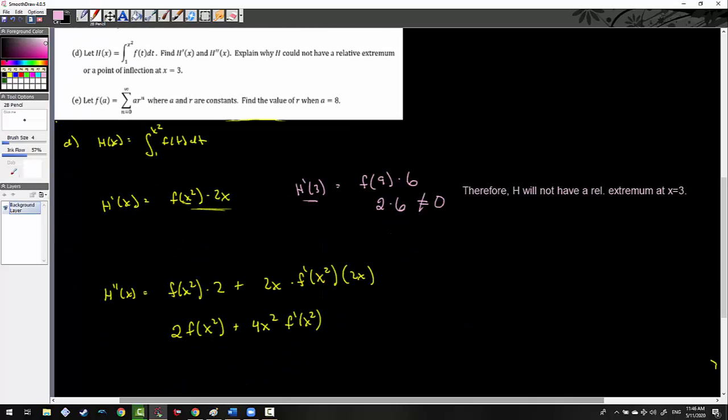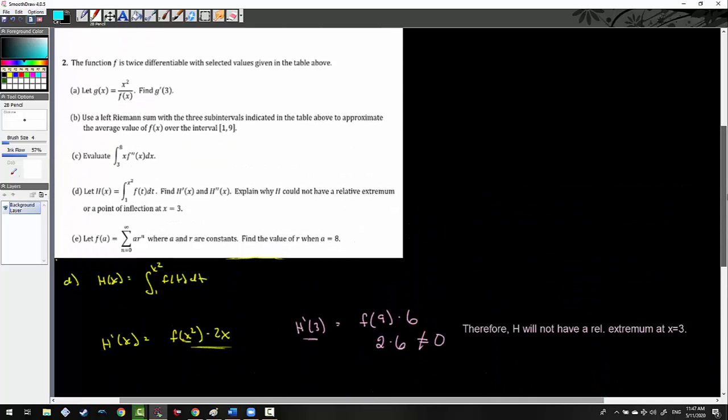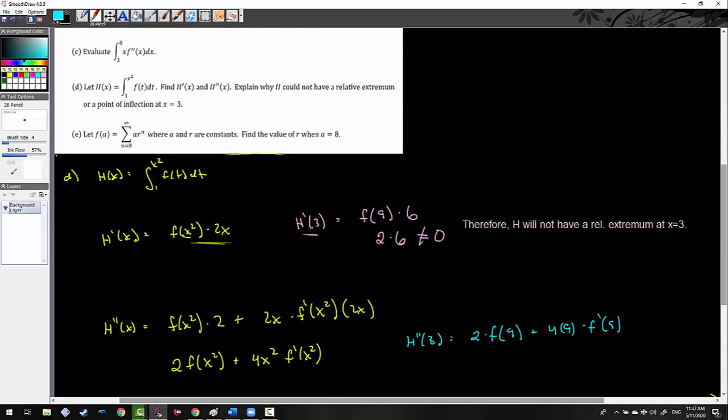We're going to do the exact same thing for the point of inflection. So remember, I'm going to go ahead and find out what h double prime of 3 is. Let me change colors here. I'll change over to sky blue. So h double prime of 3 is going to be 2 times f of 9 plus 4 times 3 squared, so 4 times 9, and then times f prime of 9. Well, again, what is f of 9? Well, that's going to be 2, so that's going to be 4 plus 36 times.